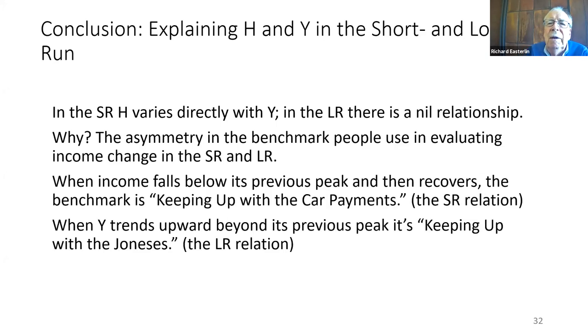So the conclusion about happiness and income in the short and long run, about explaining them, is that in the short run, happiness varies directly with income. In the long run, a nil relationship. Why? Because there's an asymmetric relation in the benchmarks used to evaluate income change in the short and long run. When income falls below its previous peak, the benchmark is keeping up with the car payments. When income trends upward beyond its previous peak, it's keeping up with the Joneses, the long run relationship.